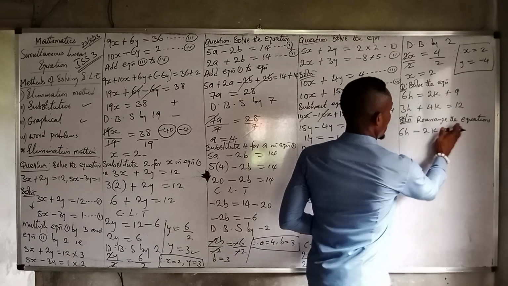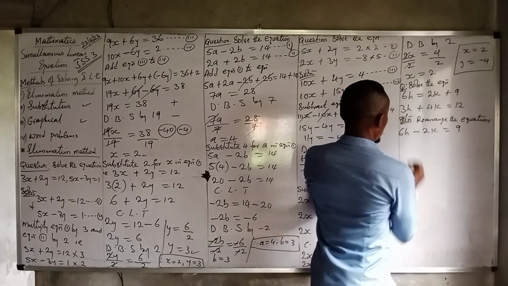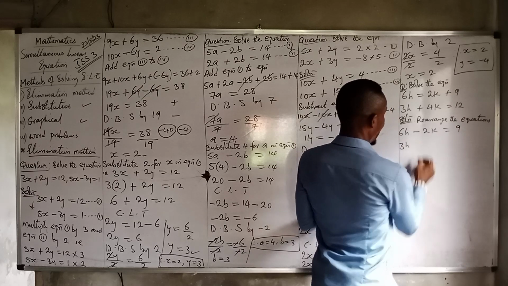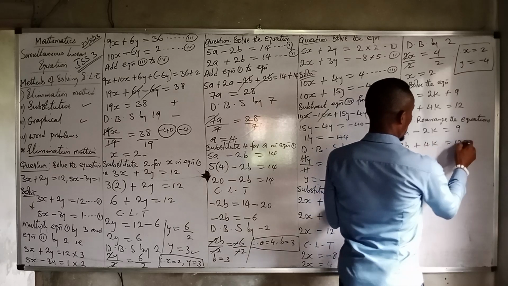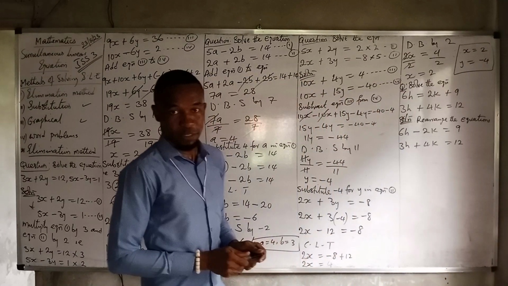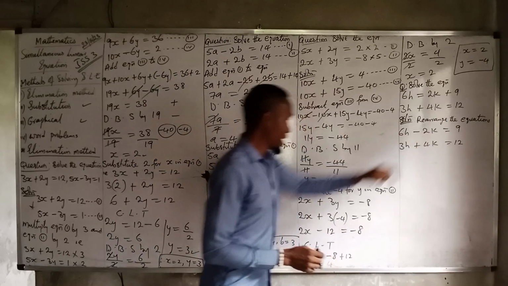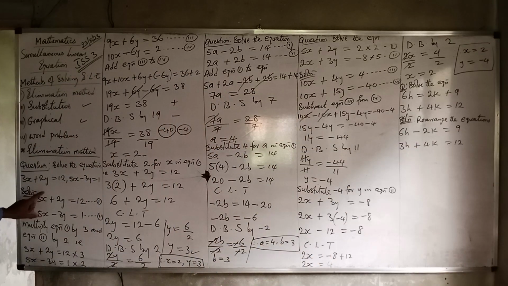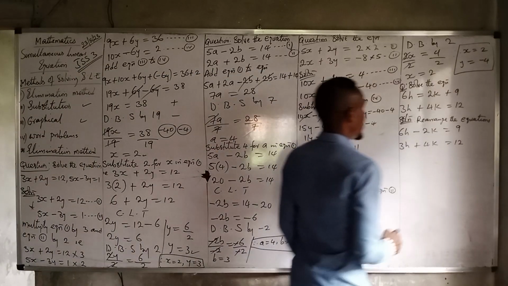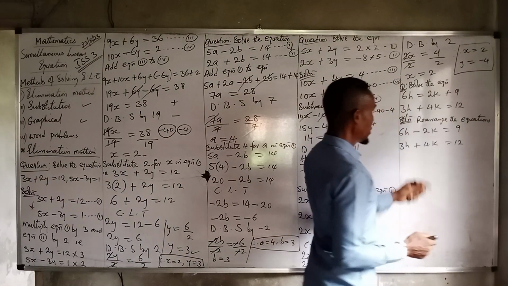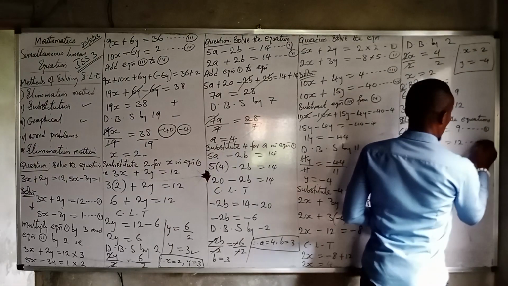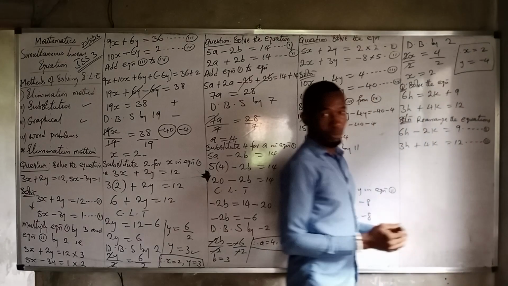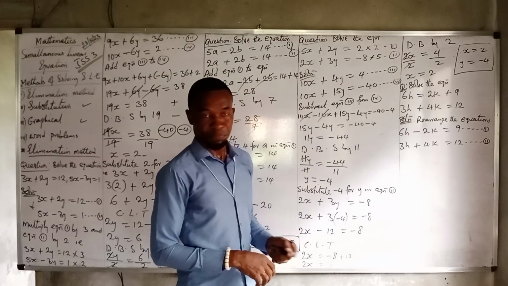Then 3H plus 4K equals 12, as arranged. You can see that it looks like the ones we were solving before. From this, I can say this is equation 1 and this is equation 2.